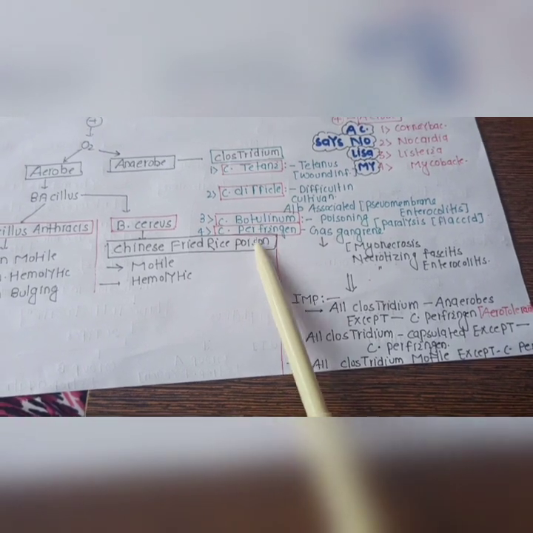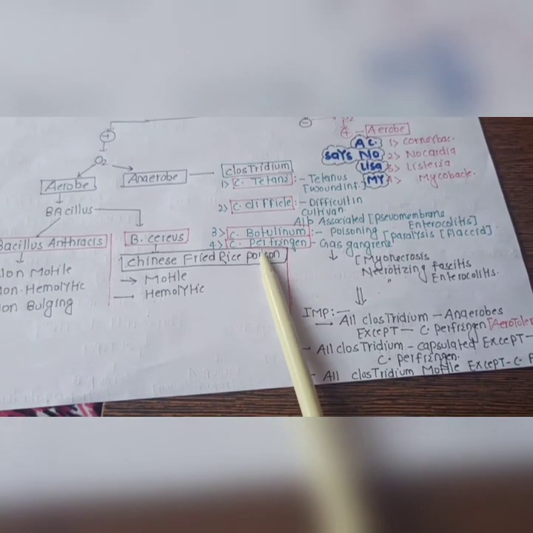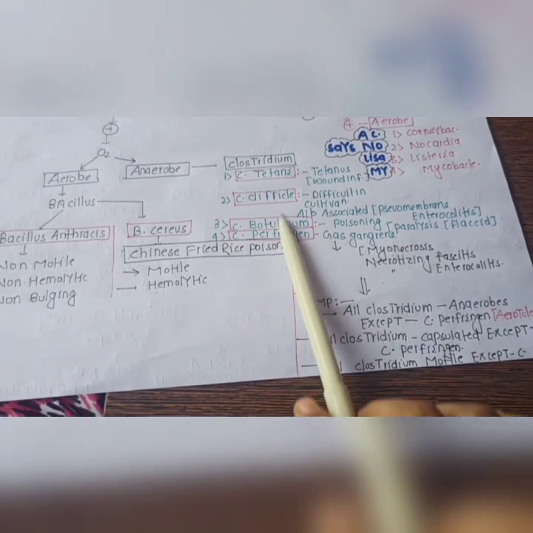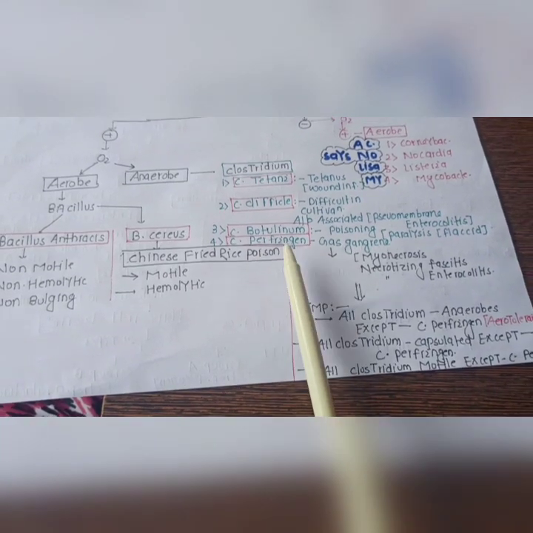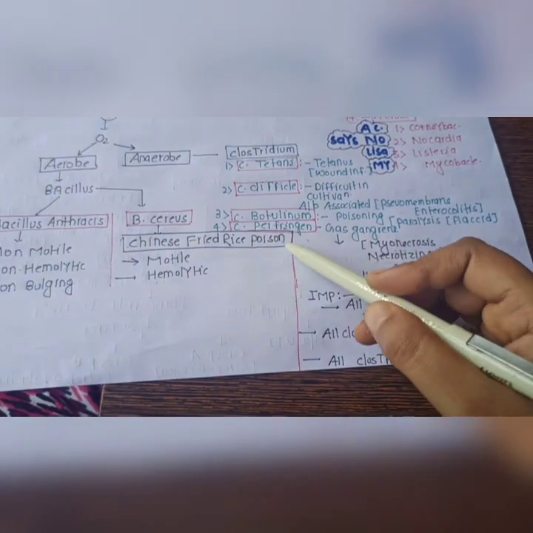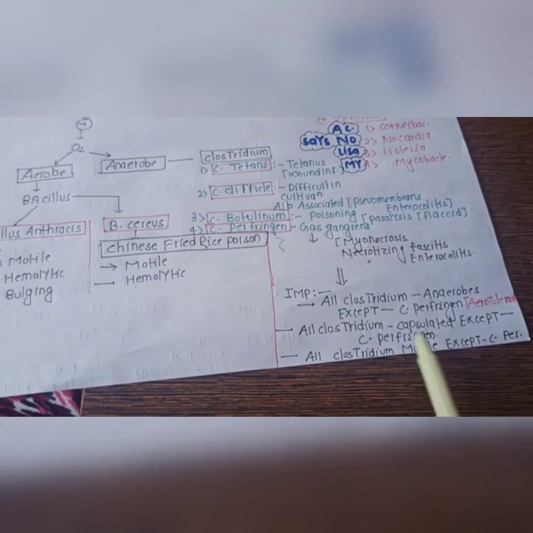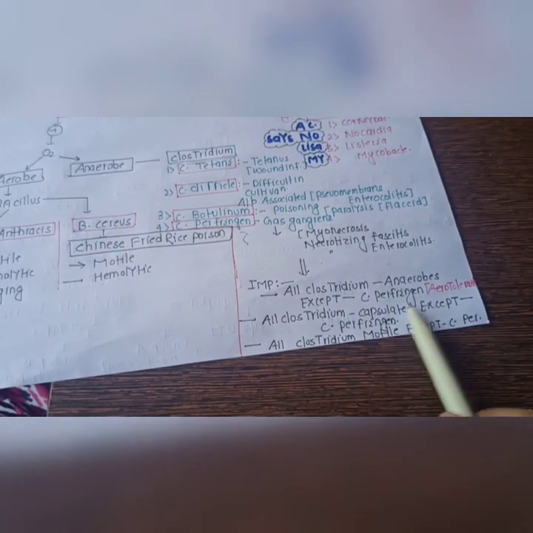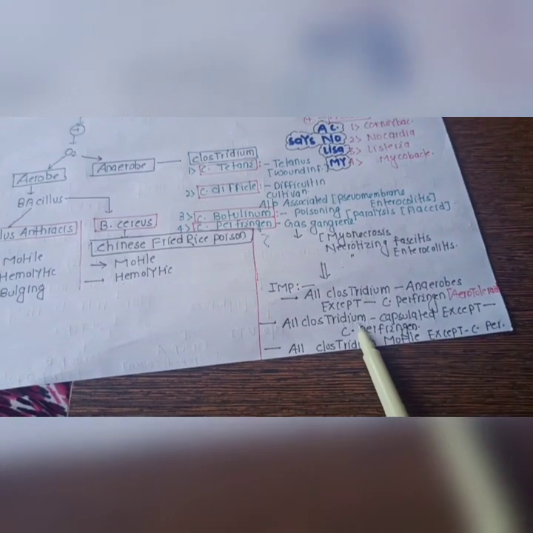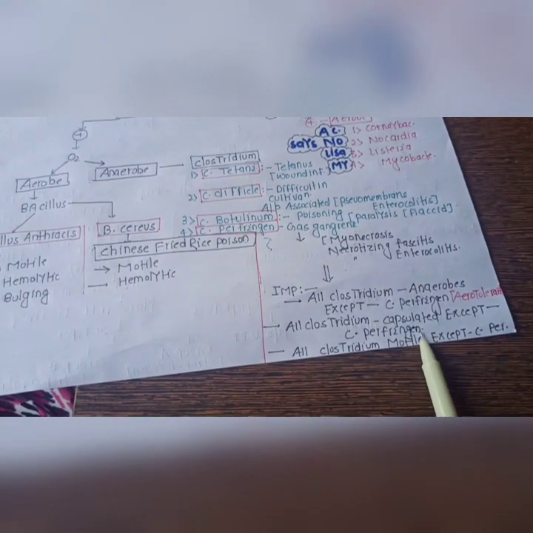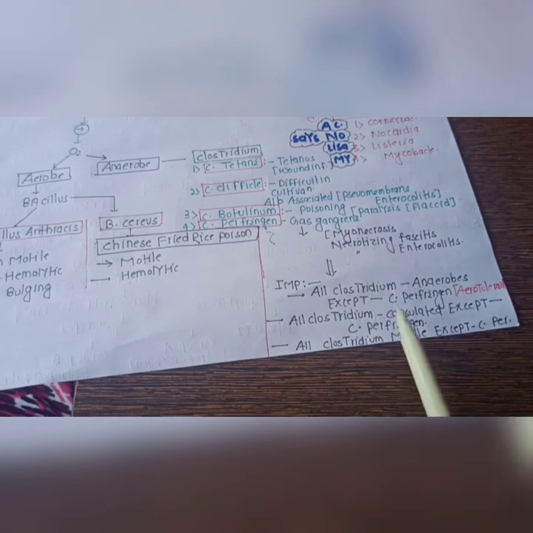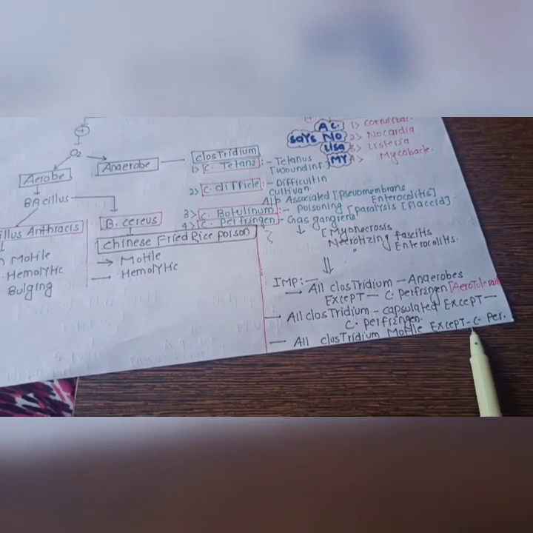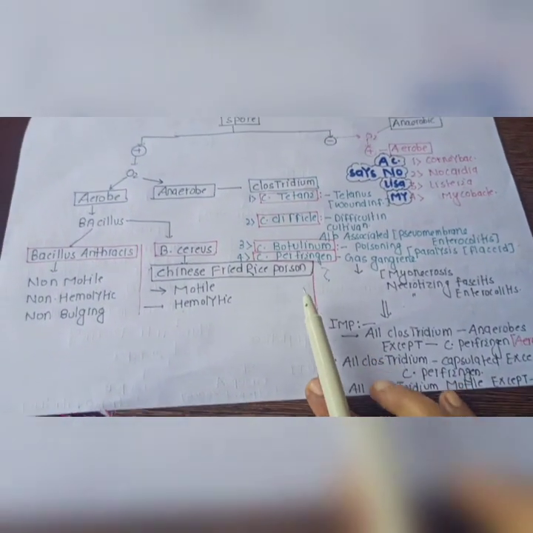An important thing to remember: in Clostridium, every bacterium is anaerobic except Clostridium perfringens. It has per, a question mark, meaning it will not follow all. So all Clostridium are anaerobic except perfringens, which is aerotolerant. All Clostridium are capsulated except perfringens, and all Clostridium are motile except perfringens.